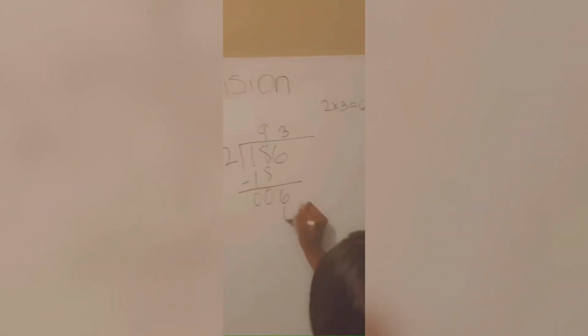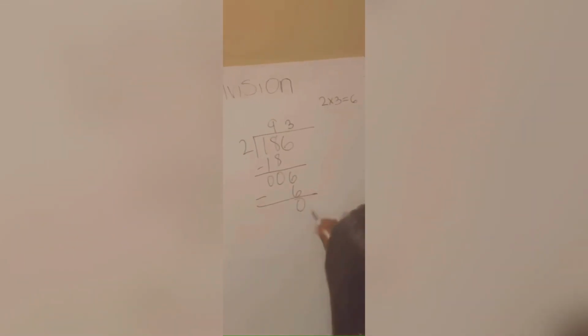As I mentioned before, it's better to have a good understanding of multiplication, because if you don't know your multiplication tables up to 12 times, you'll have complications doing the division. So we say 2 times 3 equals 6. We're going to put a 6 here. We're going to subtract it. And you have a 0 remainder. The answer will be 93, which is the quotient.